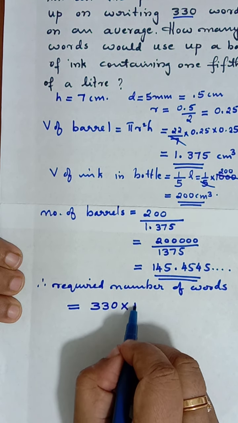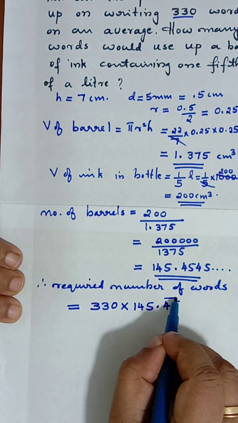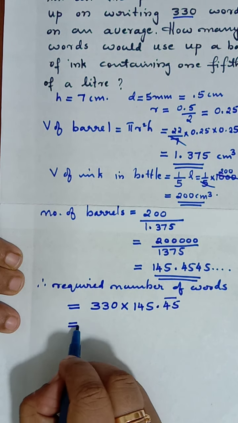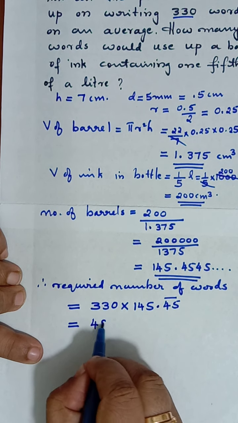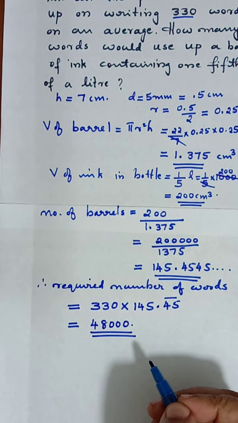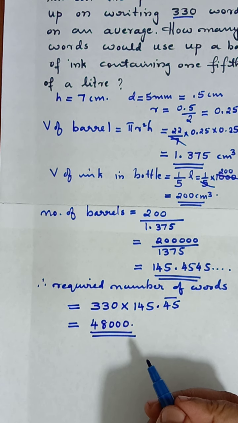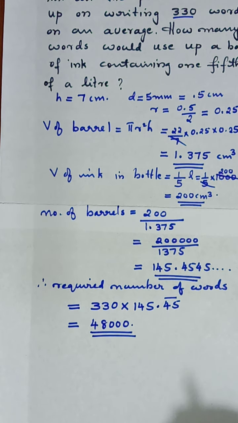So 330 into 145.45, it goes on. Multiply with this, and you will get the value 48,000. With the rounding up, you will get 48,000 words will be written after using this much ink.